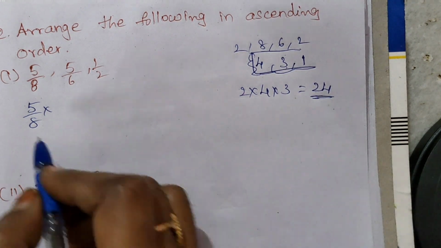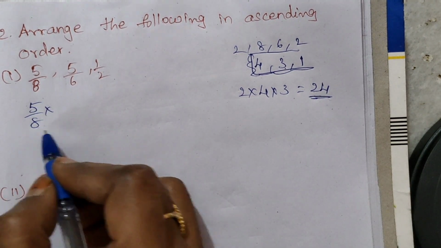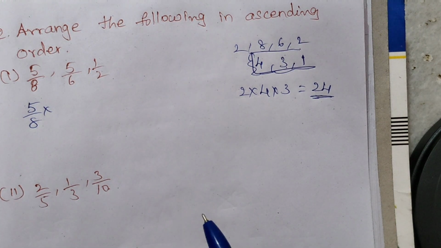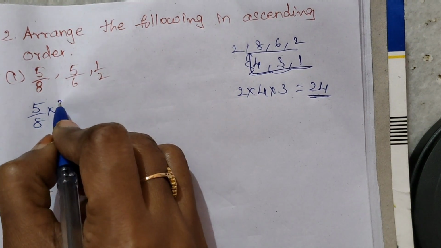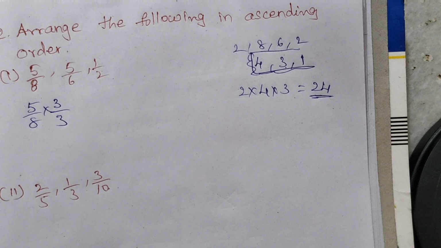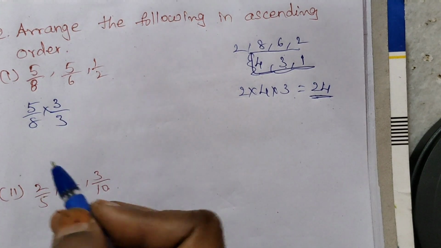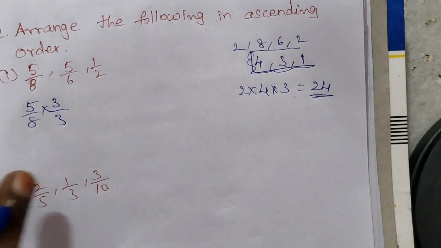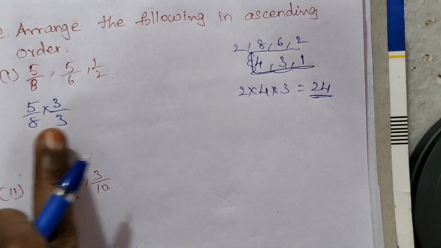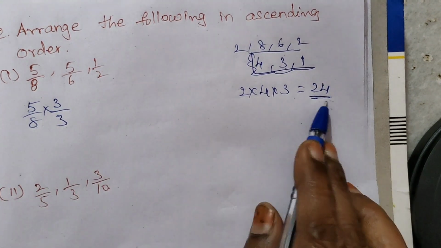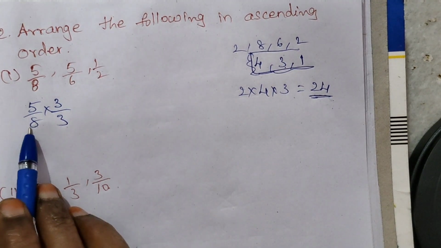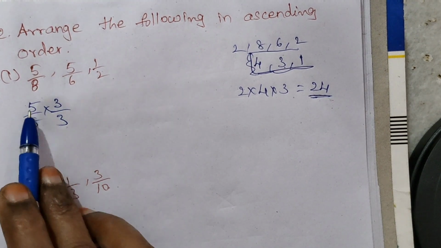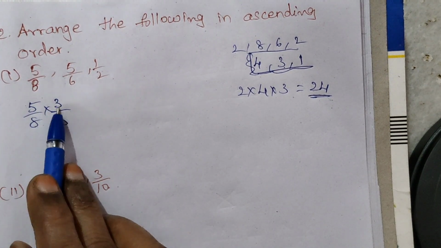So multiply 8 with 3. You will get 8 3's 24. So here multiply numerator and denominator with 3. Okay. 3 by 3, 1. So it will become 5 by 8 only. So that's why I am multiplying with 3 by 3. 8 3's 24. In the denominator, I want 24. That's why I am multiplying 8 with 3. So multiply 5 also with 3.